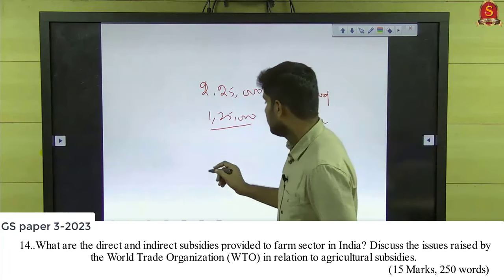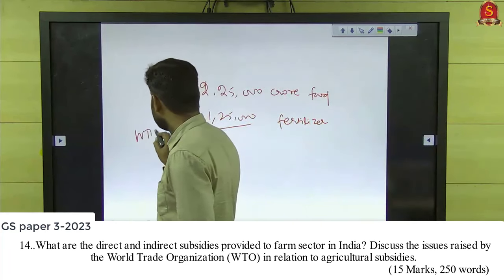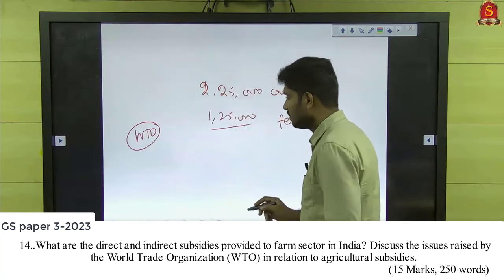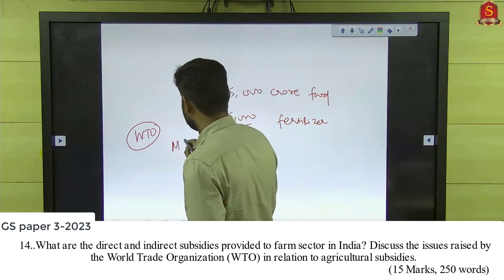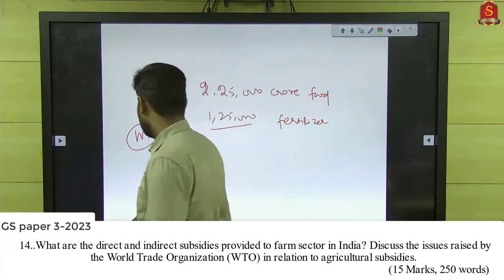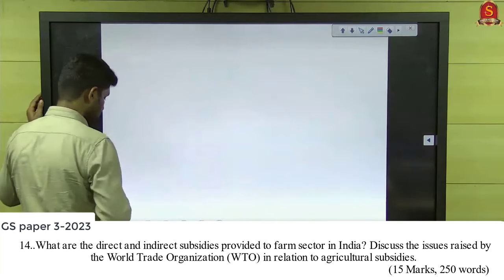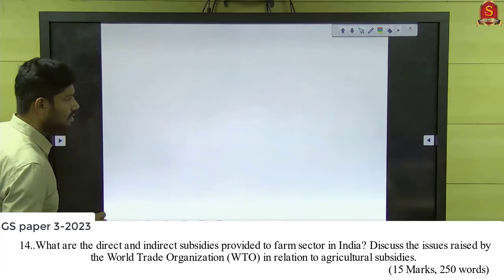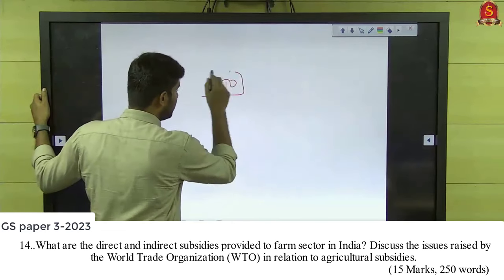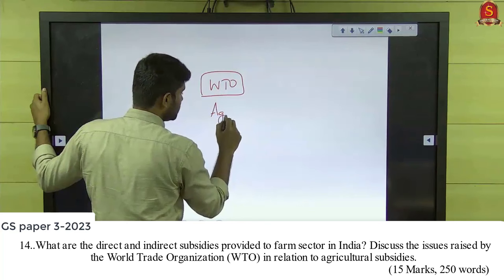Apart from that, the WTO is also raising concerns regarding India's subsidy system, especially our MSP system, the minimum support price system. So what is the issue with the WTO and especially the developed countries? The developed countries are questioning our subsidy system. In the WTO, there is an agreement called the Agreement on Agriculture.